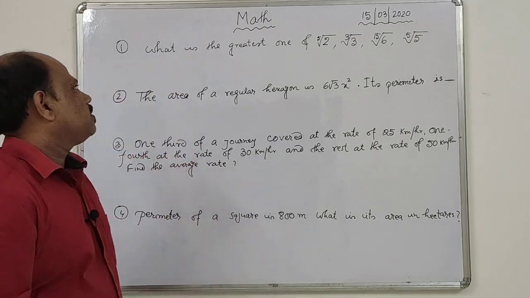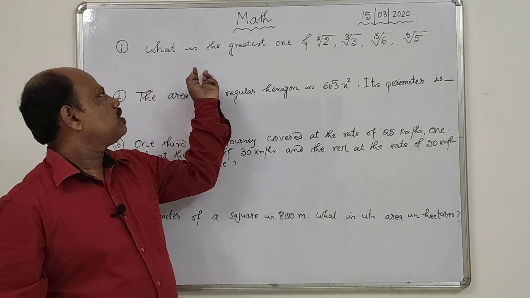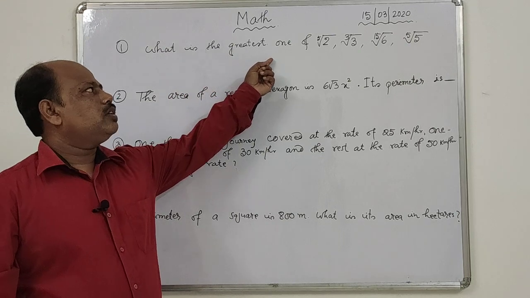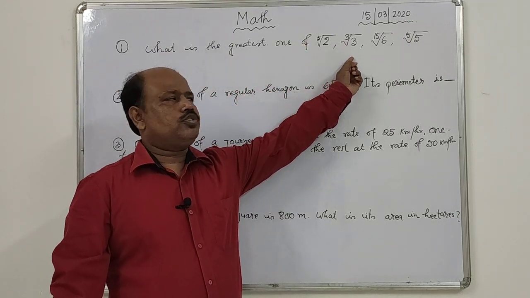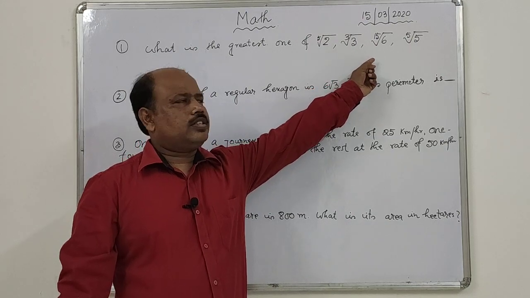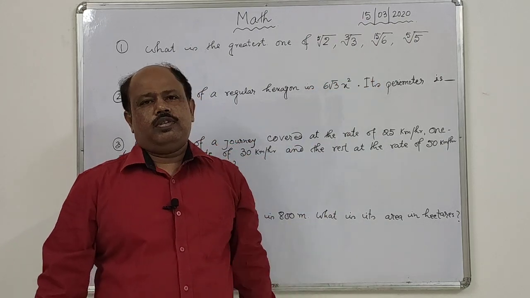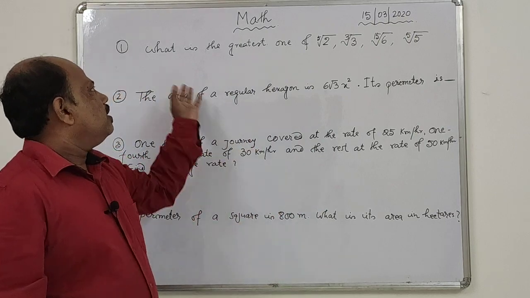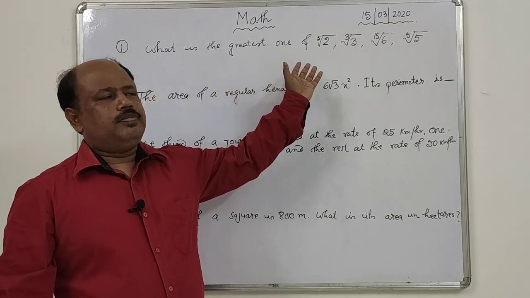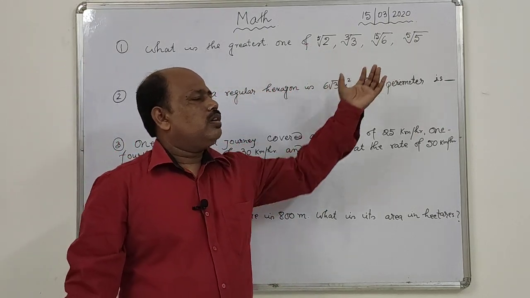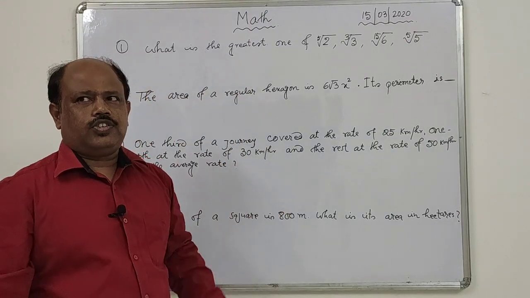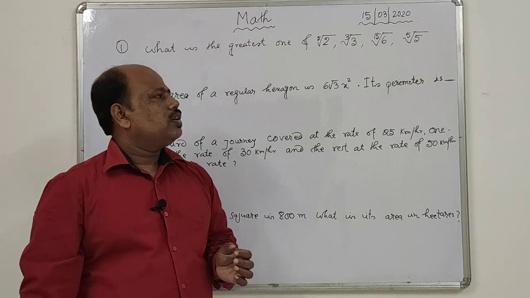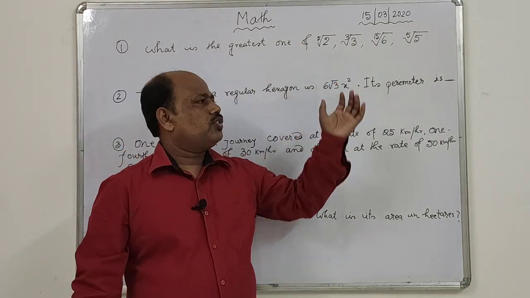Look, first one is, what is the greatest one of 5th root of 2, cube root of 3, 15th root of 6 and 5th root of 5? যে question আমরা দেখলাম, out of these terms, what is the greatest out of these terms?